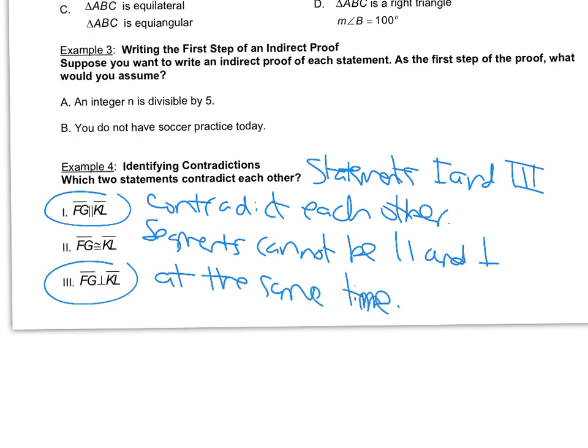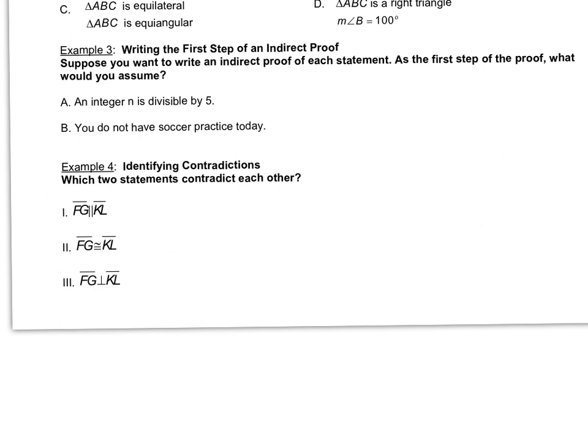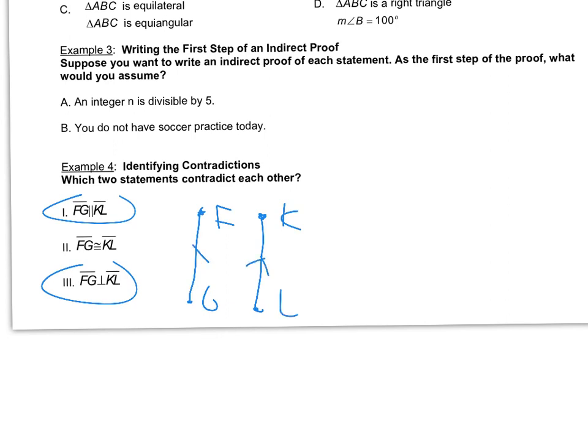So let's draw a picture of what we mean by this contradiction. So we have segment FG and segment KL. They're parallel. And then we have segment FG and segment KL. They're perpendicular. Notice you cannot have these at the same time.